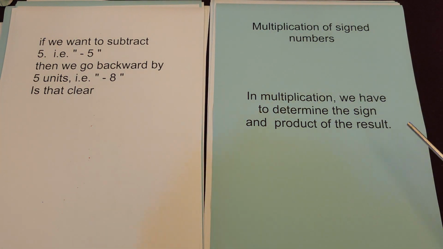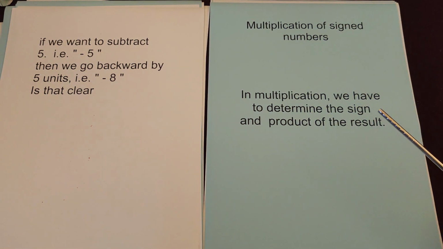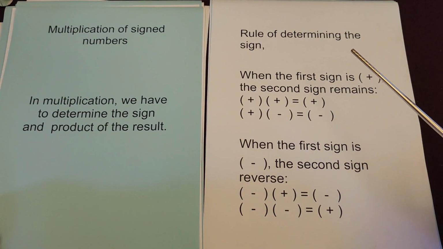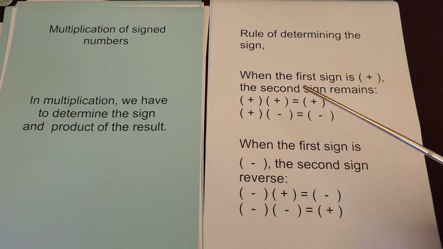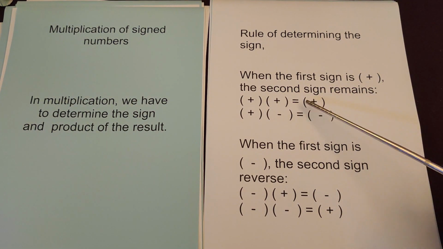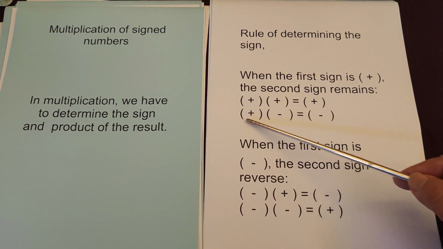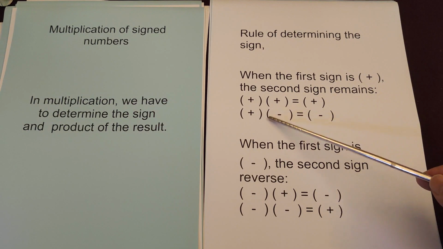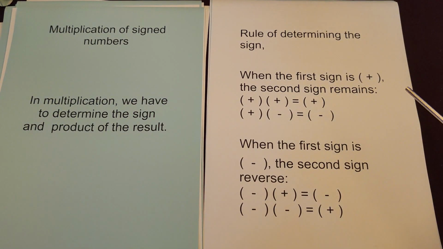Multiplication of signed numbers. In multiplication, we have to determine first the sign and then the product of the result. Here are the rules of determining the sign. When the first sign is positive, the second sign remains. The result remains that of the second sign. So when the first sign is positive, the plus sign follows the second one, and the negative sign follows the second one.